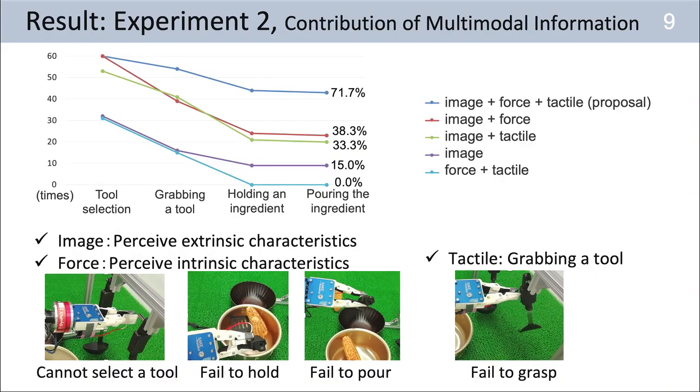We tested the contribution of sensor data. We found that image was necessary to perceive extrinsic characteristics, and force data was mainly used to perceive intrinsic characteristics. Tactile data was also used to perceive intrinsic characteristics, but it had larger loads in grabbing tools. A variety of multimodality realizes rich perception for adaptive tool use with a variety of objects.